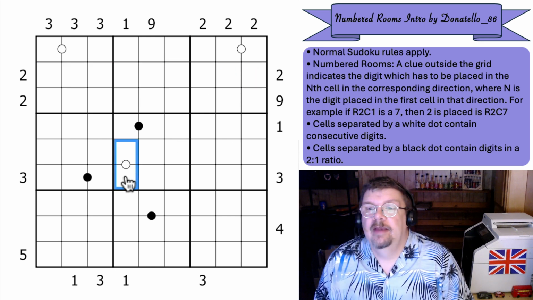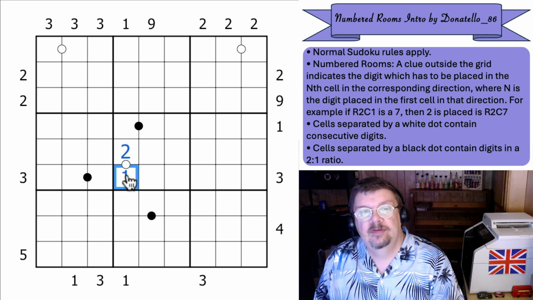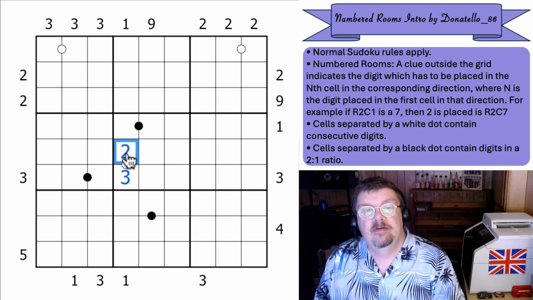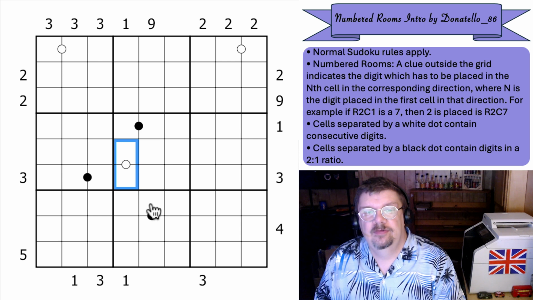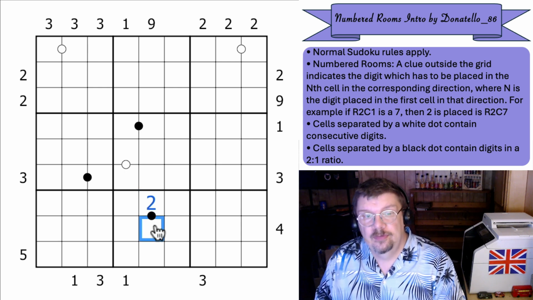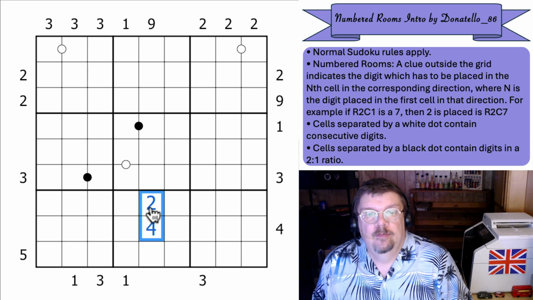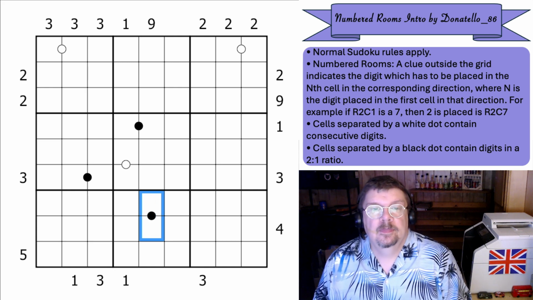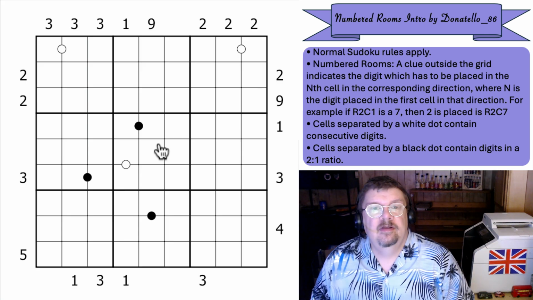Cells separated by a white dot contain consecutive digits. So if this were a 2, this could be a 1 or a 3. Cells separated by a black dot contain digits in a 2-to-1 ratio. That means that one will be double the other. So if this were a 2, then this could be 1 or 4, because then one digit would be double the other. Okay, I am going to restart the puzzle to reset the timer, and let's begin.